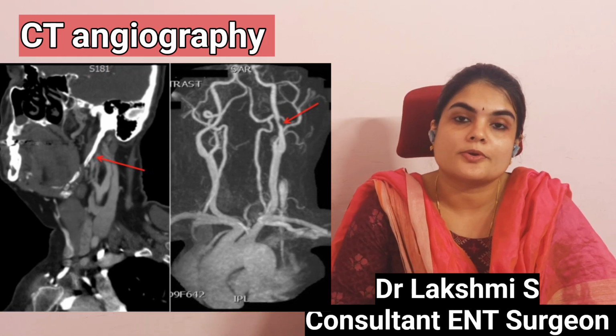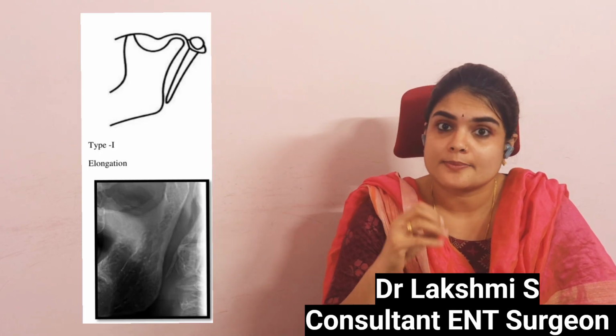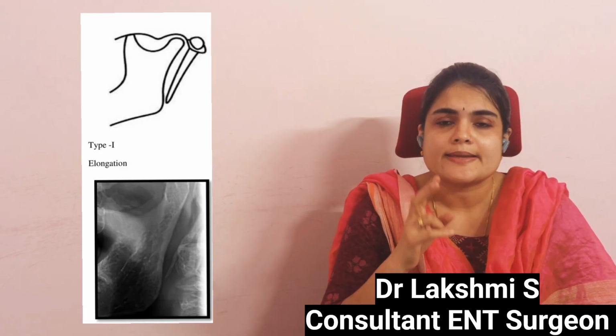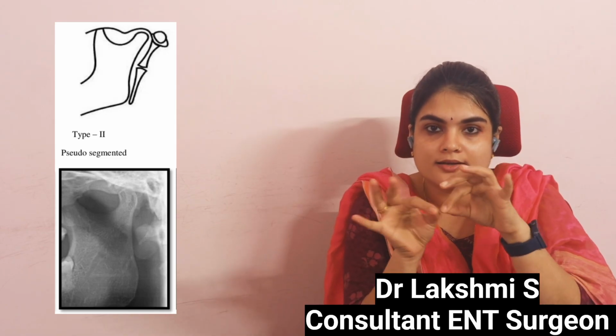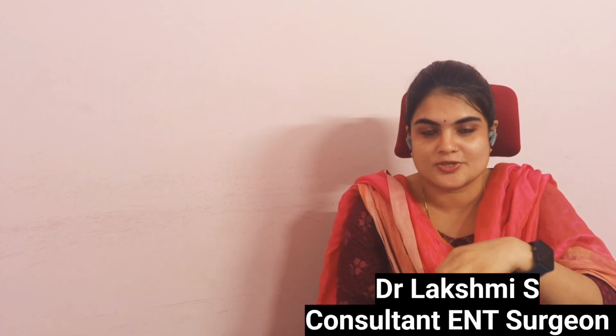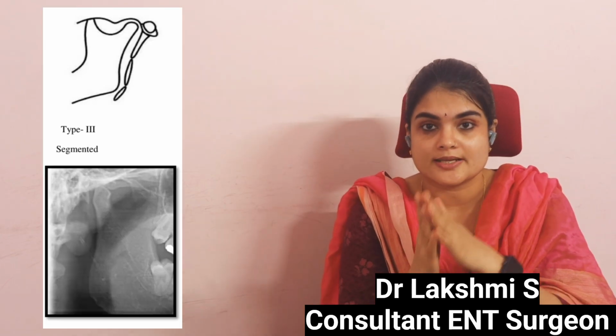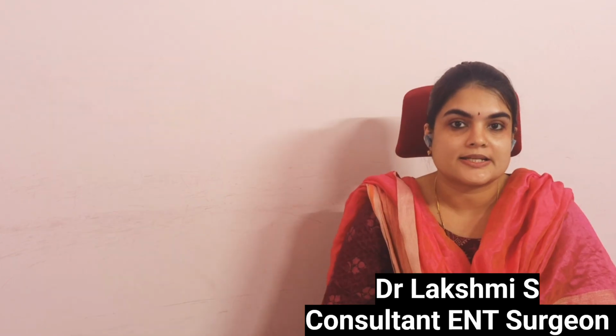The elongated styloid process can be classified by Correll into 3 types. Type 1, uninterrupted elongated styloid process. Type 2 is the styloid process joined to the stylohyoid ligament by a single articulation. You can see a single black thing at the joint in CT. Type 3 is interrupted segment of the mineralized ligament. You will be able to see different pseudo articulations. So those are the 3 types.